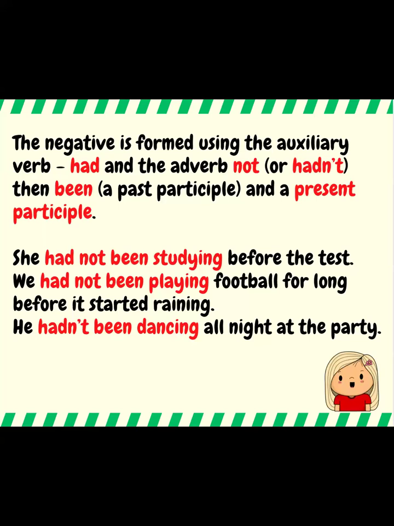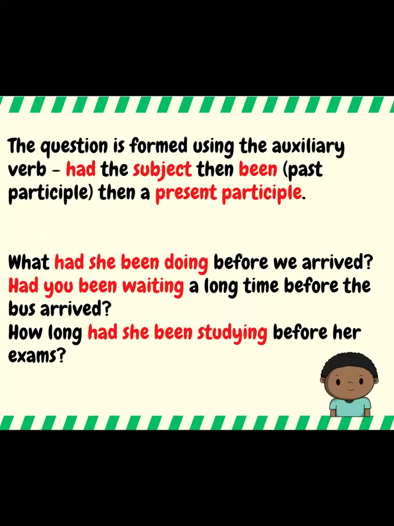And then we have the question form. So with the question form, you are switching things around. So you would have the had, and then the subject, and then you would have the been, which is part of your perfect tense, and then your ing, the present participle. So what had she been doing before we arrived? So it's questioning the action that happened before we got there.